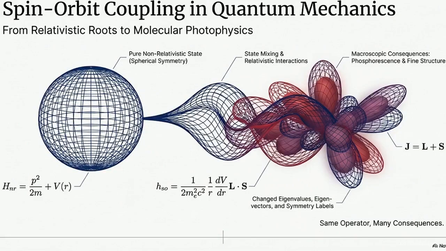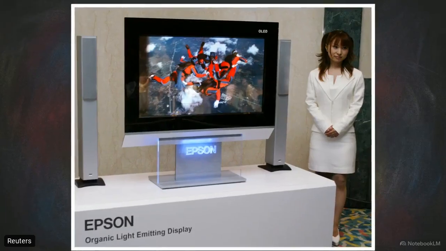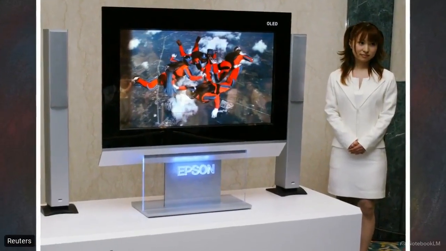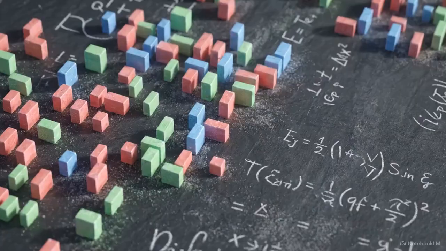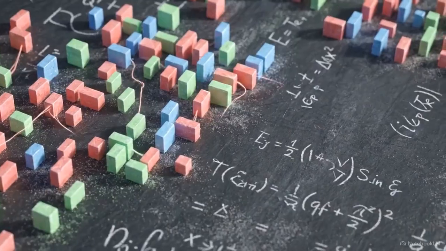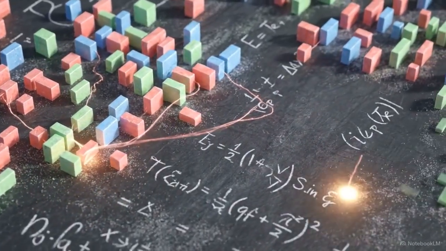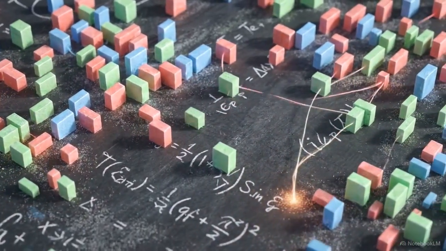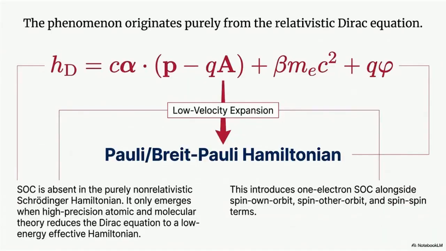At a relativistic level, these properties depend entirely on engineering these quantum states at the atomic level. This operator links spin to orbital motion, creating the complex electronic states required for these advanced technologies to function. To understand why this coupling occurs, we must start with the relativistic Dirac equation. This is the fundamental origin point for the interaction.